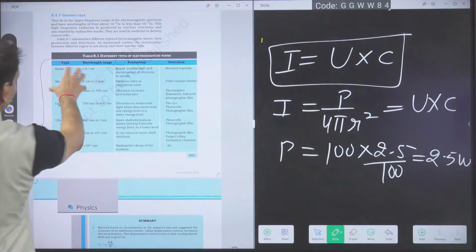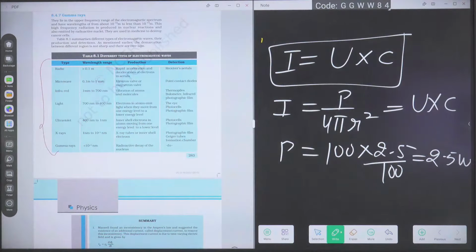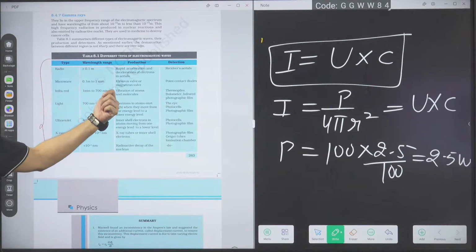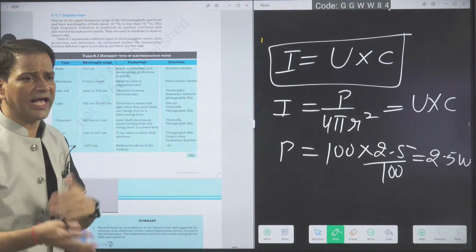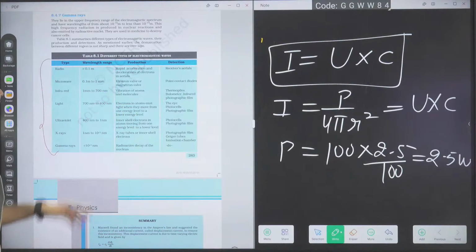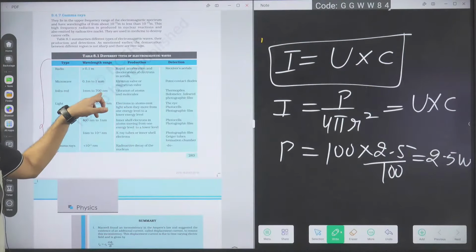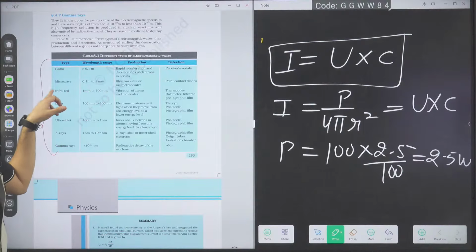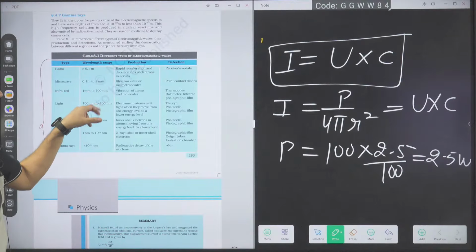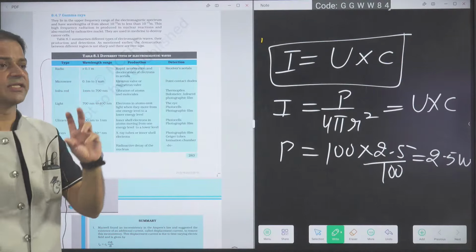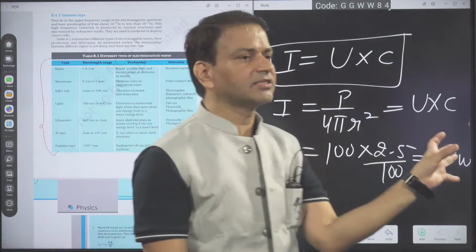What is the order of the wavelength? Greater than 0.1 meter, that is a radio. 0.1 meter to 1 millimeter, micro. 1 millimeter to 700 nanometer, otherwise you can convert into the angstrom and then you can remember. So 1 millimeter to 7000 angstrom, we can say infra. 7000 angstrom to 4000 angstrom, then we can say it is a UV. This range, just remember that.